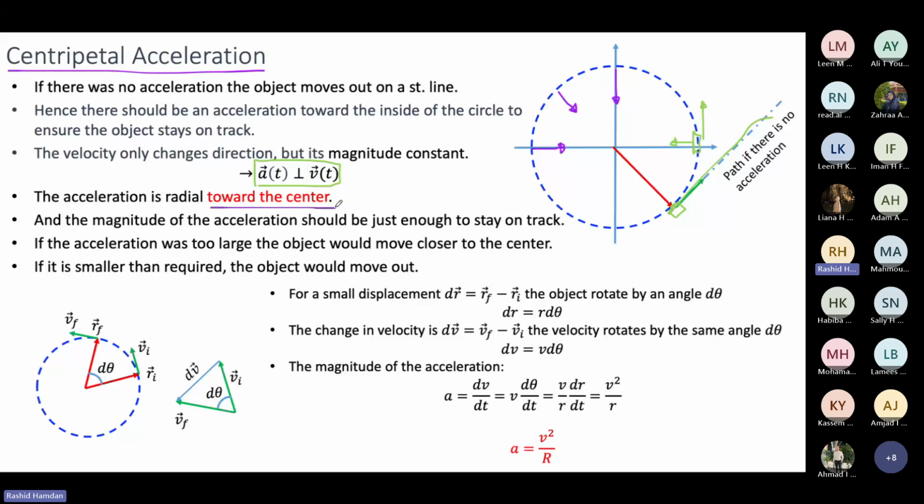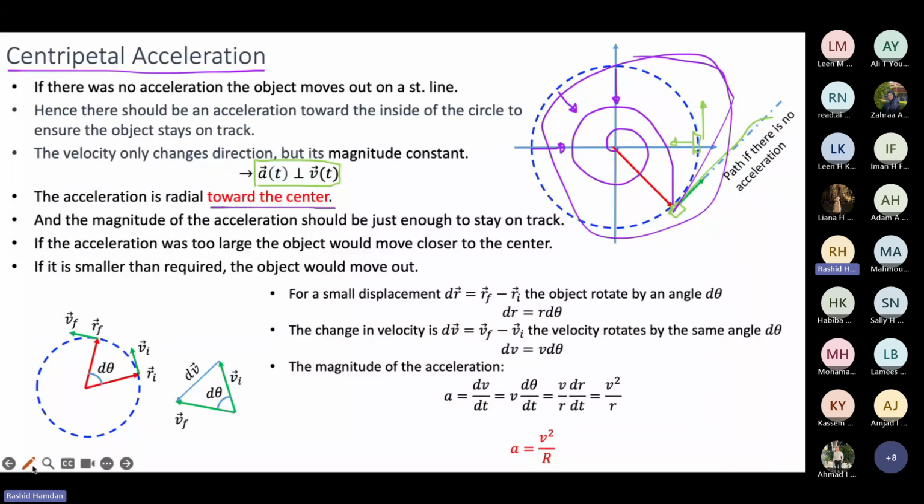Now, what about the magnitude of this acceleration? If the acceleration is too strong to the inside, then this object is going to fall to the center. So it would start here, for example, and it will spiral in toward the center if the acceleration is too strong. If it is too weak, it would spiral out. So the acceleration has to be strong enough just to keep us on the circle.